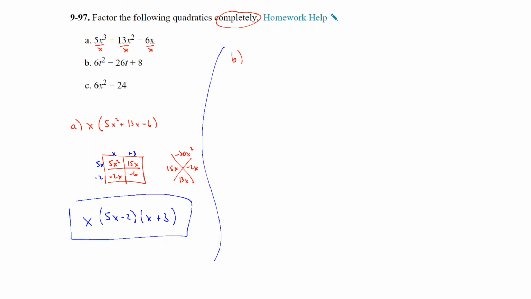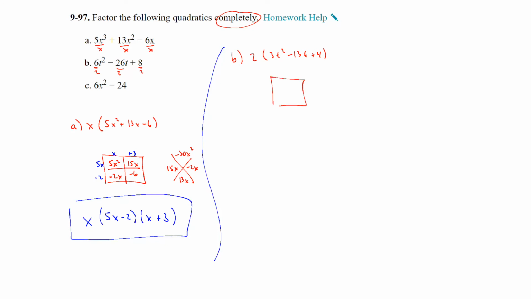All right, let's take a look at B. Now in B, we don't have the same variable, but you'll notice 6, 26, and 8 all have a common factor of 2. So we will take the 2 out by dividing by 2. That'll be 3t squared minus 13t plus 4. Now remember, the 2 still has to go on the outside, otherwise it won't be factored completely.